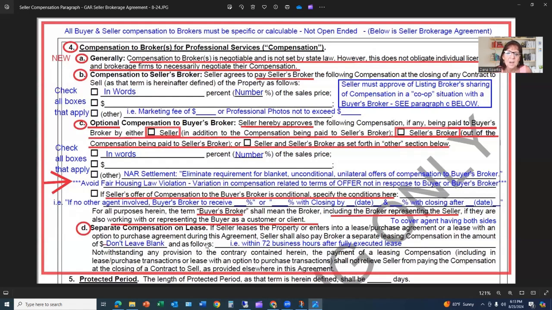And then it goes on to say, notwithstanding any provision to the contrary, the payment of a leasing compensation, including a lease purchase, does not relieve the seller from paying the compensation at the closing of the actual purchase and sale, or as provided elsewhere. So again, I wanted to walk through this.